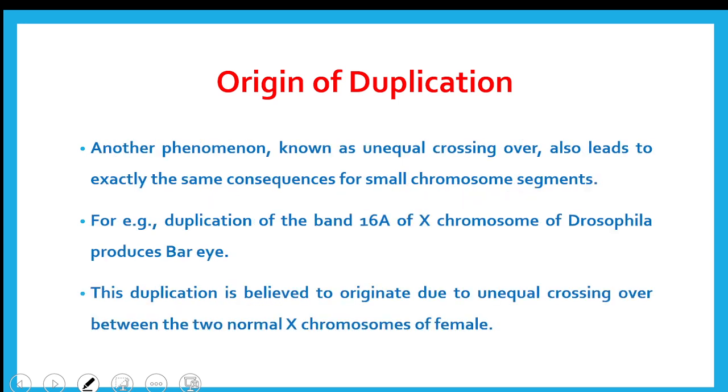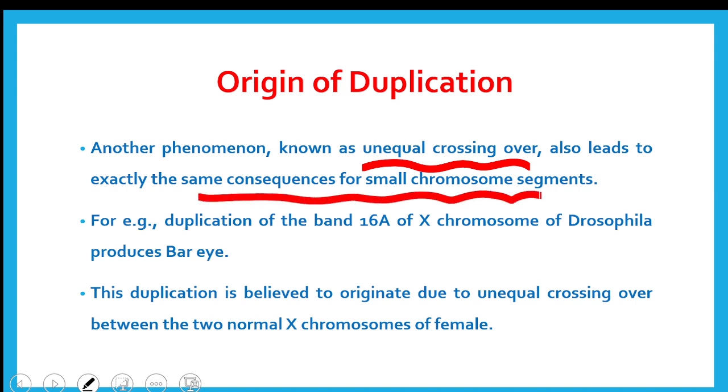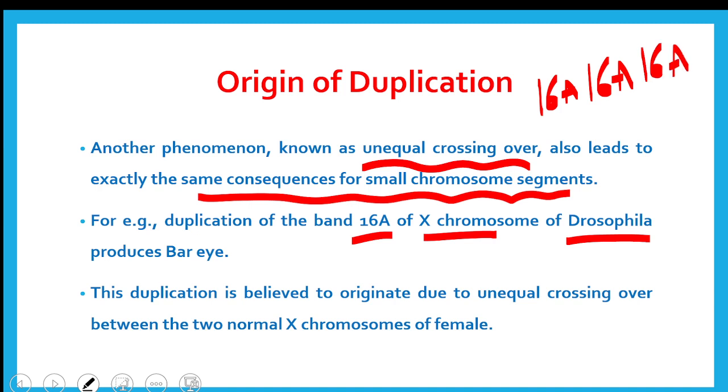Another phenomenon that results in duplication is unequal crossing over. It leads to exactly the same consequences for small chromosome segments. For example, in Drosophila, on the X chromosome, there is a segment called 16A. And this 16A gets duplicated, and when it gets duplicated, it can form a number of copies.